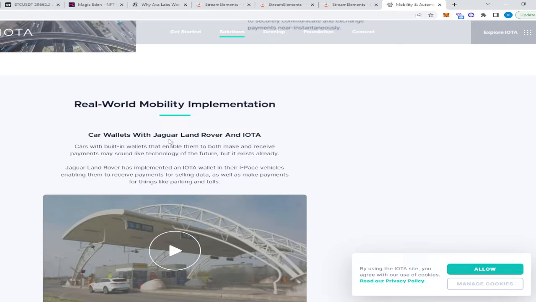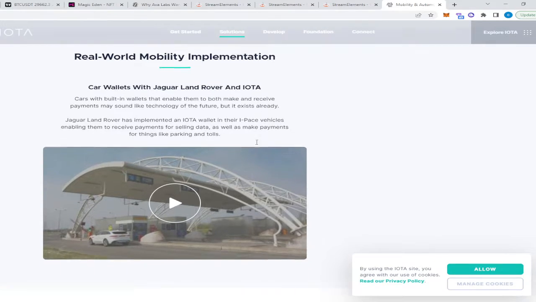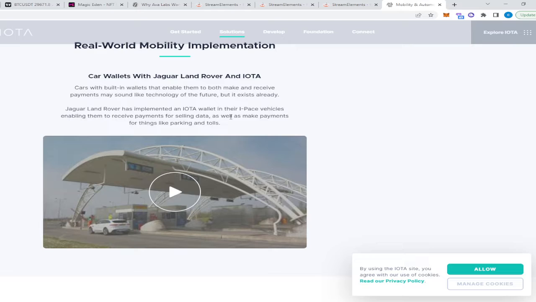So car wallets with Jaguar, Land Rover, and IOTA. Okay, so they have already instituted this with Jaguar and with Land Rover. Both of those cars that are coming out will have the IOTA wallet on there. You'll be able to pay for parking, et cetera, with your crypto.